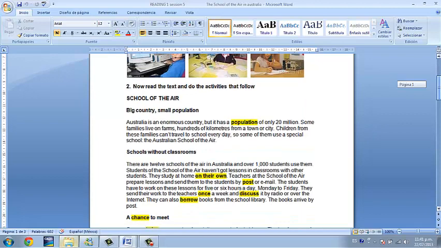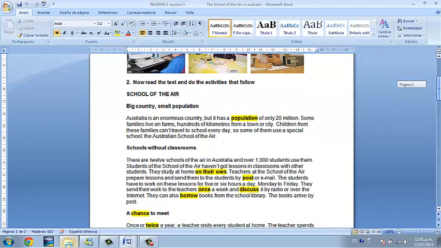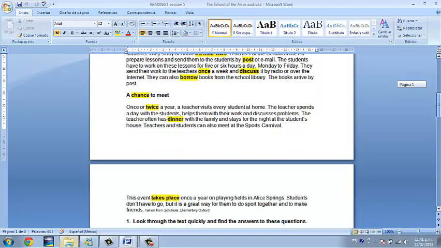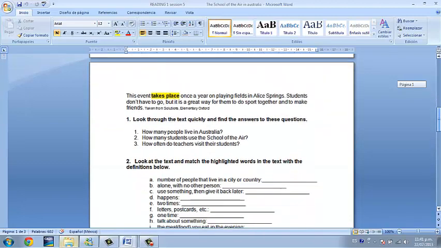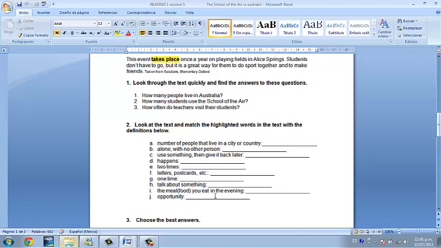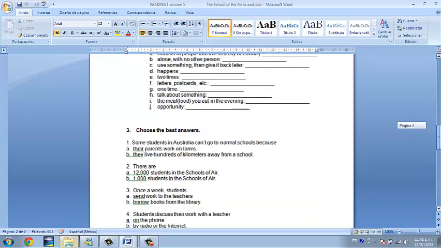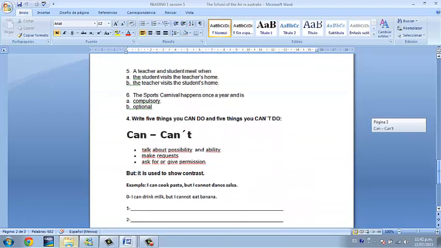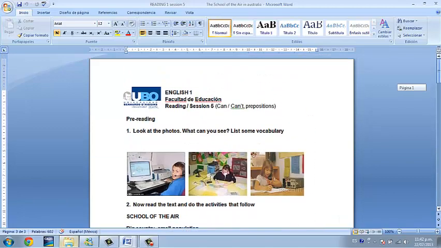The words highlighted in yellow are the phrases or words that are going to be explained here. They will have to match those yellow words with the correct synonym from item number 2. Then they need to choose the best answers according to what they have read. And here we have the uses of can and can't, more explicit. And that would be reading session 5.